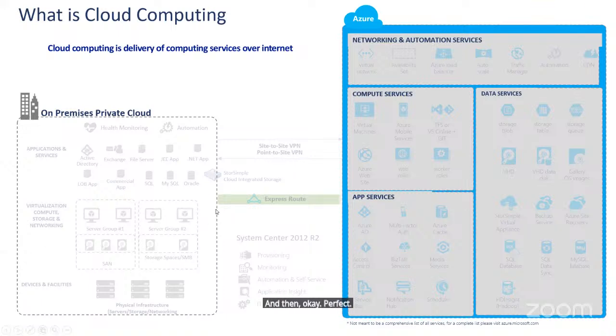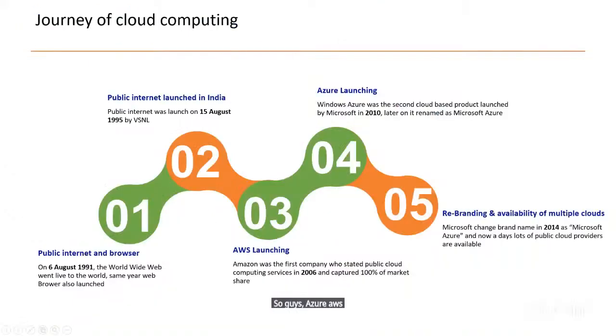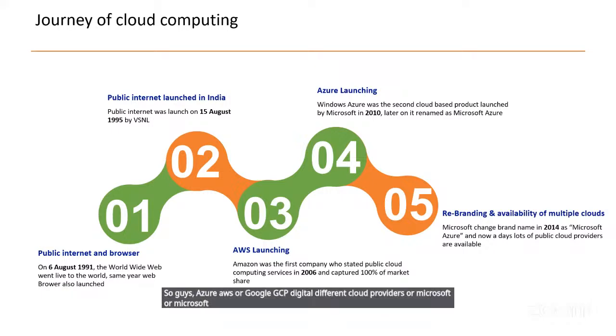Now the question is, if cloud is just a concept, then what is Azure? What is AWS? So guys, Azure, AWS, or Google GCP are different cloud providers. The Microsoft product is Azure, Google is GCP, similarly Amazon is AWS. So these are some of the public cloud providers.